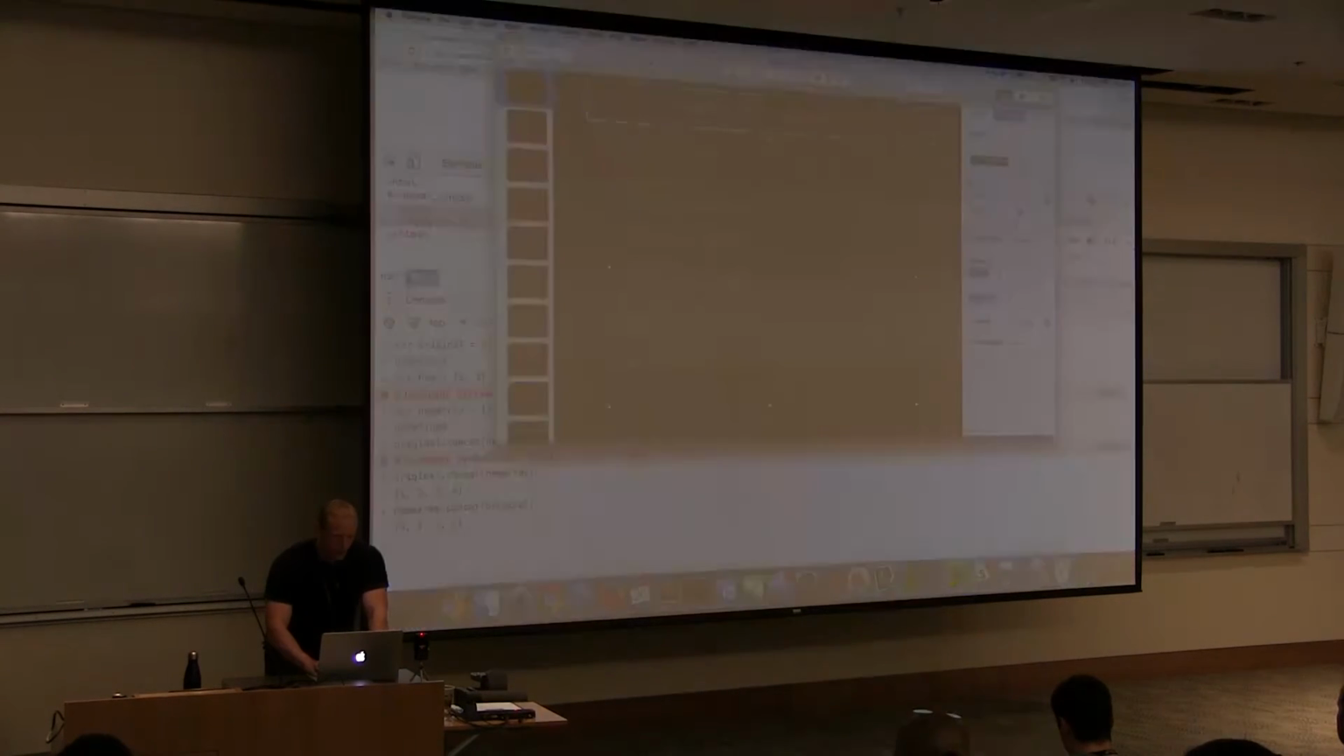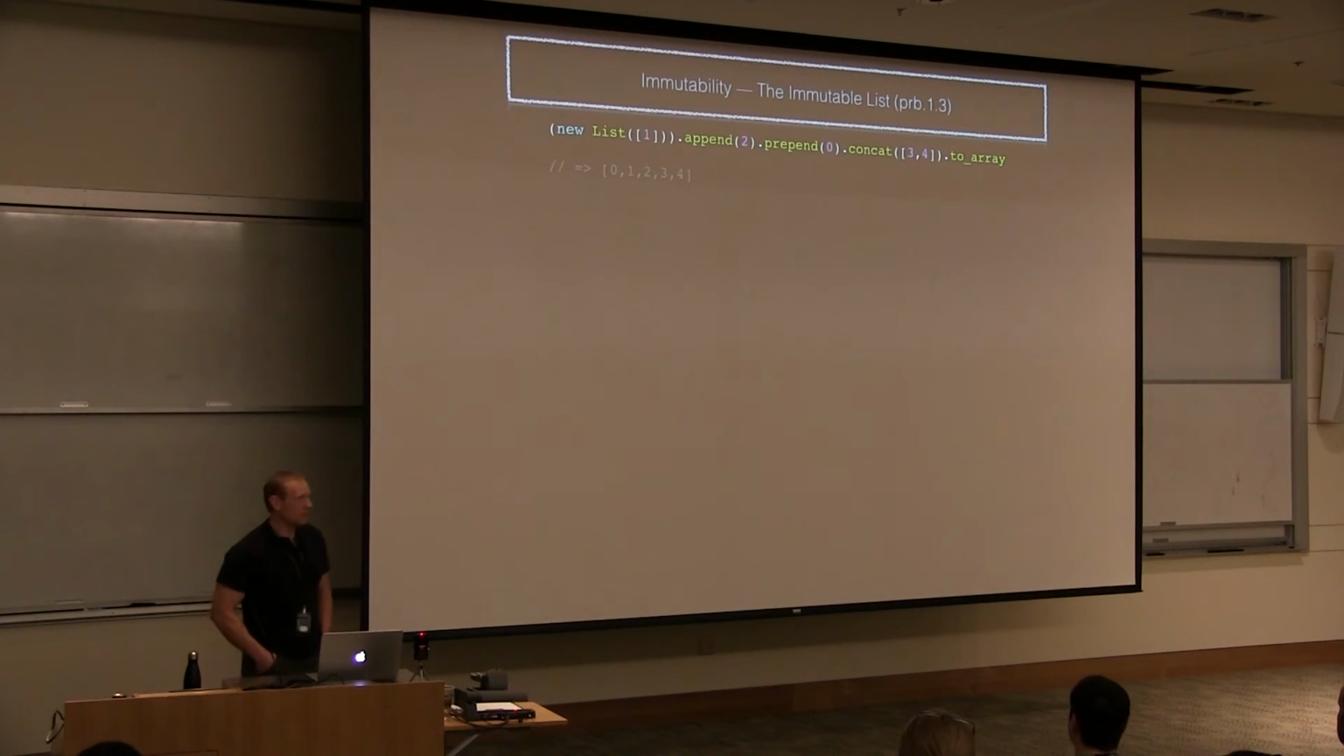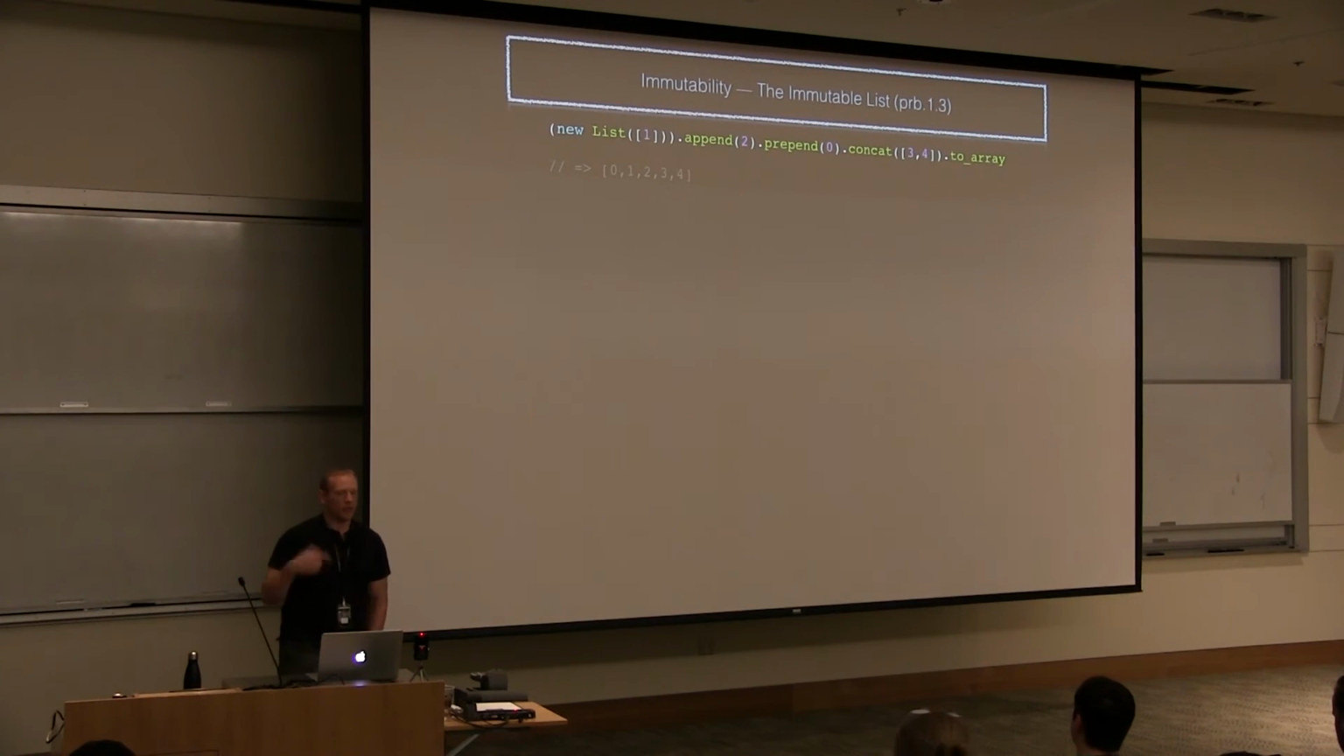New list, we pass in an entry of 1. We're going to append a 2 to it. We're going to prepend a 0 to it, and we're going to concat it with a 3, 4. You notice we're chaining those calls, and we get 0, 1, 2, 3, 4. You know, in append and prepend you actually modify the mutable list, but in concat you didn't.